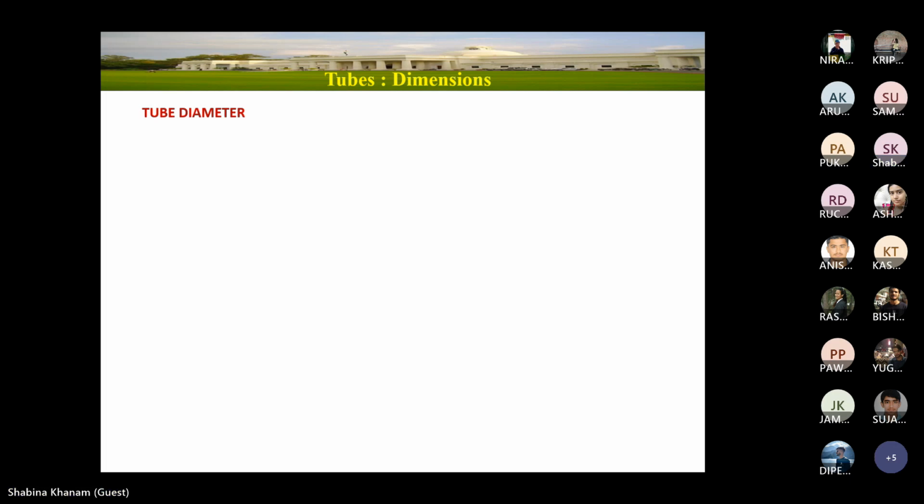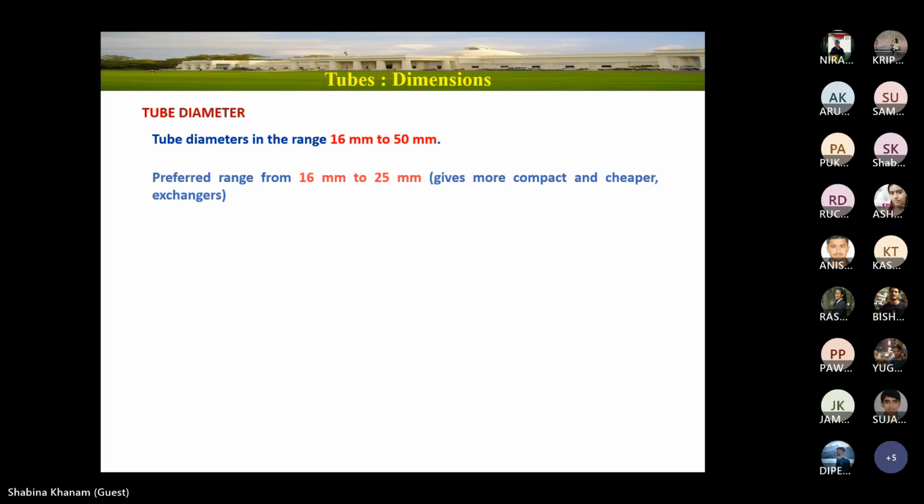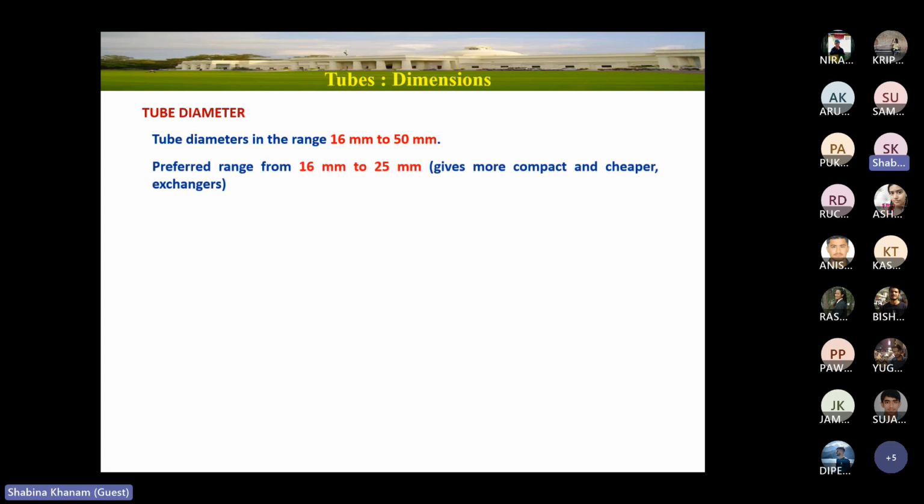So tube diameter, when we are considering, there is a specific range. The tube diameter used in shell and tube heat exchangers varies from 16 mm to 50 mm, but the more preferred range is 16 mm to 25 mm, which gives a more compact, cheaper heat exchanger.